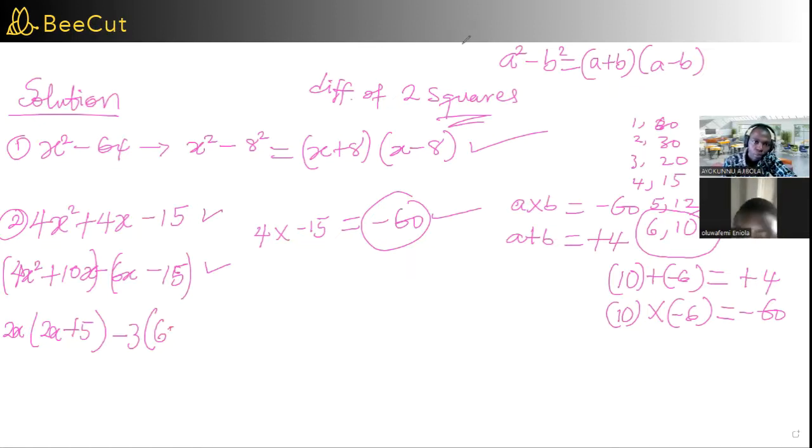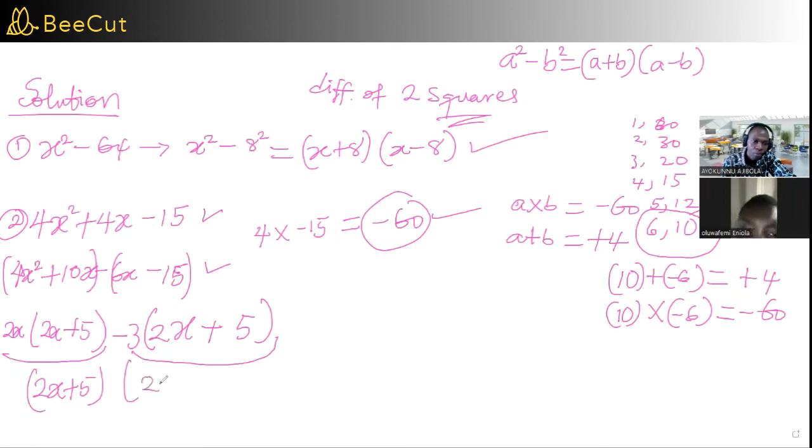Positive 2x, because you have to divide the 6 by 3. Yes, positive 2x. Then this is now positive because we have removed the negative outside. So 15 over 3 is 5. So on this side and on this side, we have 2x plus 5, which is common. Then you can say 2x plus 5 is now common, then we have 2x minus 3. So that becomes our answer.